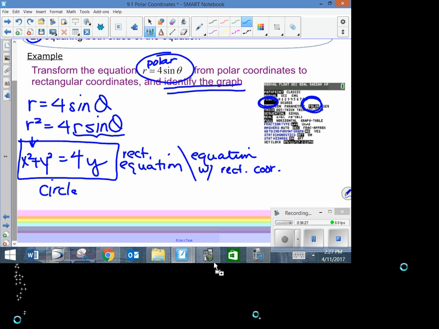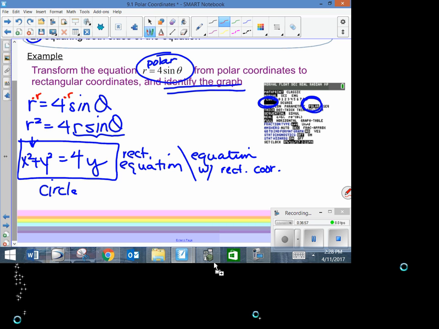Wait, I have a question. Okay, go ahead. So what you did was multiply both sides by r. Yes. So would you not have to distribute r? No, because there's no addition. Distribution is with addition. I just stuck it in there because I kind of knew that r sine theta was going to be something. Good question. There's no distribution because there's no plus or minus.